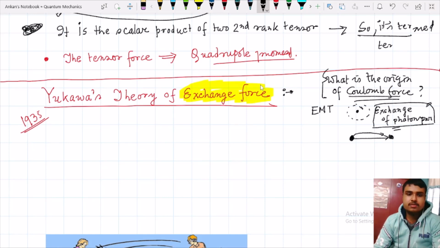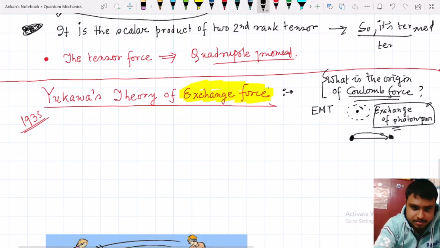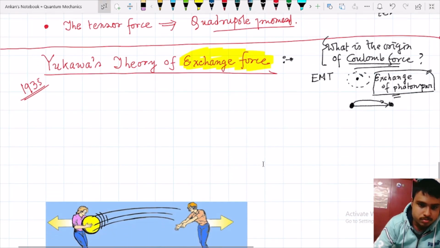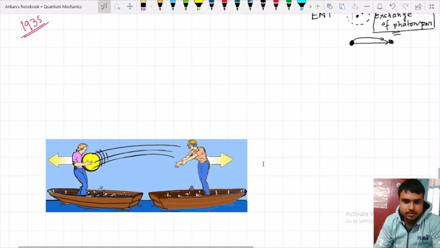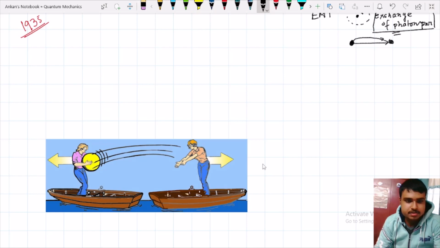A similar model was given by Yukawa, and he considered a classical example of it: two persons playing basketball catch. Now, what he considered is that the two persons are on a movable object, say a boat on a river, and they are playing catch.